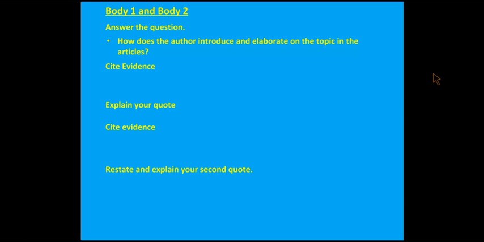So for body 1, I will talk about how the author introduces and elaborates the topic in article 1. In body 2, I would talk about how the author introduces and elaborates the topic in article 2.